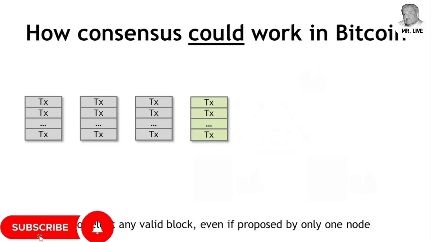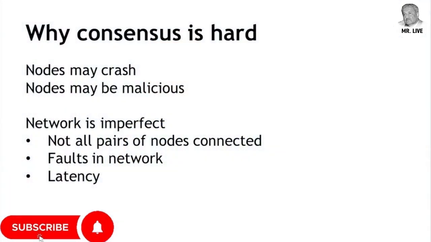And why is that? The reason for this is simple. Doing things this way is a really hard technical problem for a variety of reasons. There are some obvious ones. Nodes might crash and nodes might outright be malicious. But also because the network is highly imperfect. It's a peer-to-peer system. Not all pairs of nodes are connected to each other. There could be faults in the network because of poor internet connectivity and so on. And finally, there's going to be a lot of latency in the system because all of these things happen over the internet. They're not even within a single data center or something like that.